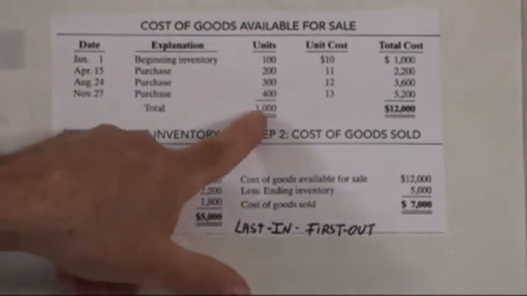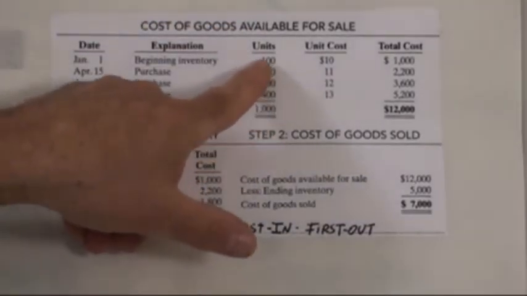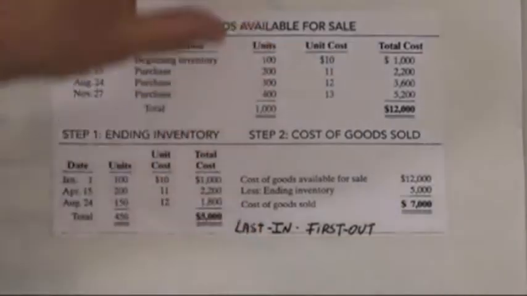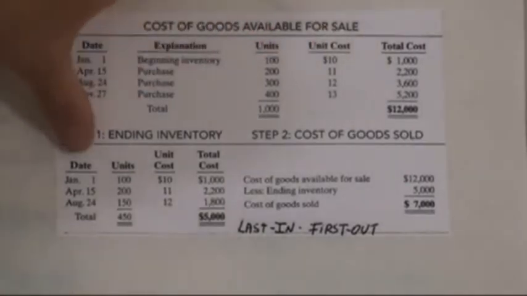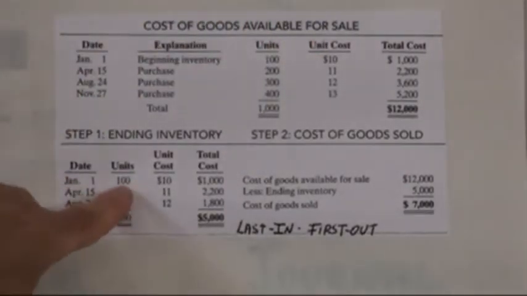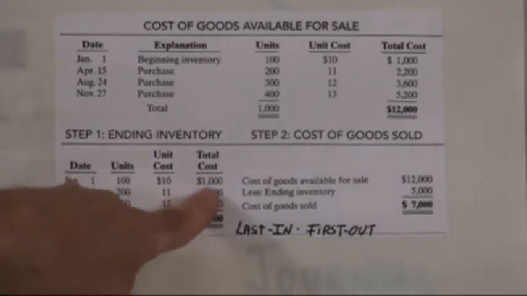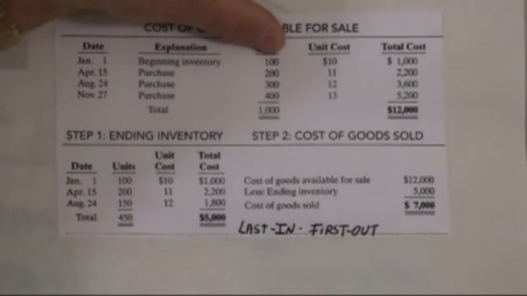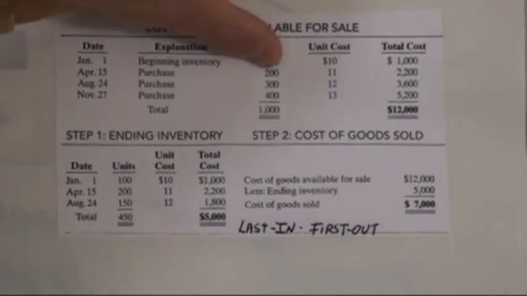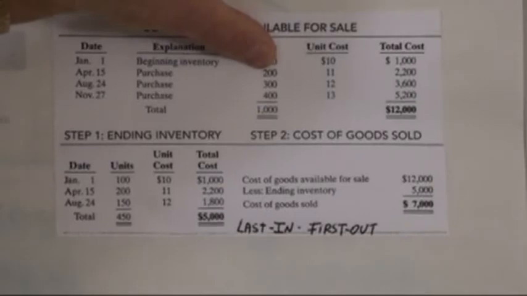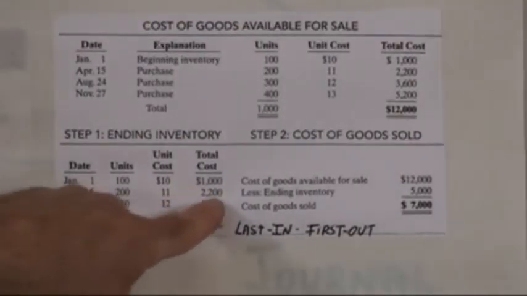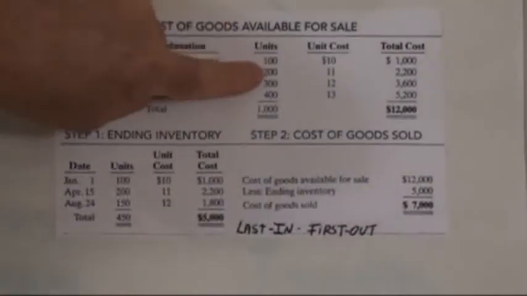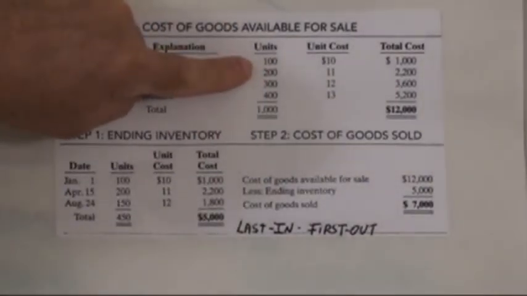Our ending inventory, which is what we're calculating, would be our 450 units. So we'd start from this layer. We had 100 units at $10 per unit. There's the ending inventory calculation here, January 1st, 100 at $10, extended out to $1,000. Now we still need another 350 units, so we go to the next layer of 200 units. We can use all of them because we still need 350, so 200 at $11, the April 15th purchase, cost us $2,200. At this point, we've used 300 units.